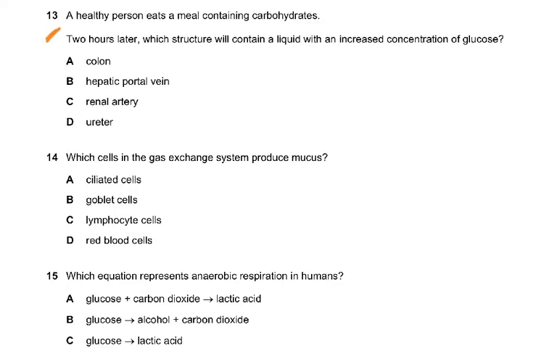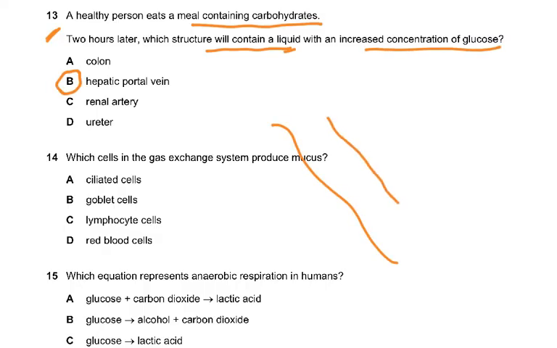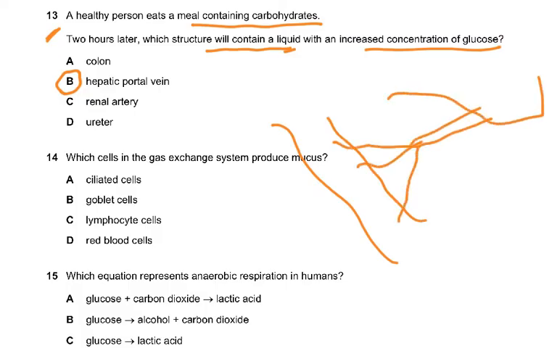Question number 13. A healthy person eats a meal containing carbohydrates. 2 hours later, which structure contains a liquid with an increased concentration of blood glucose? Has to be hepatic portal vein. Because you see, from the intestines, the capillaries join to form the hepatic portal vein, which is going to take it to the liver.